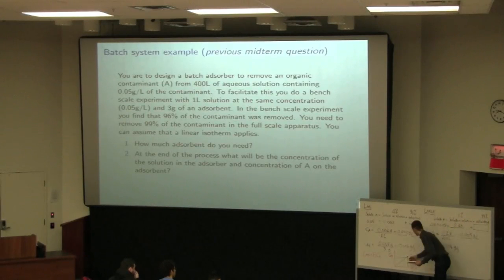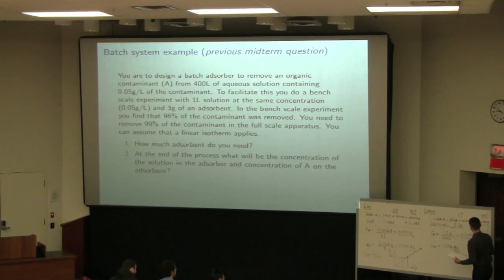I can then extrapolate out further along this direction over here and establish what CAS is. So if CAS is 0.004, then by difference, oh, I do have it, that's 19.8 grams. So if 0.004 corresponds to that 19.8 grams, that's 19.8 grams divided by S grams of adsorbent. So S in this case is 4.95 kilograms. So that's the mass of adsorbent that you need to take up that contaminant. And so I've actually answered question 1 and 2 in the opposite order. So there's my part 2 answer. At the end of the process, what will be the concentration of the solution and the concentration of the adsorbent? Those are those two values and then the mass of adsorbent.